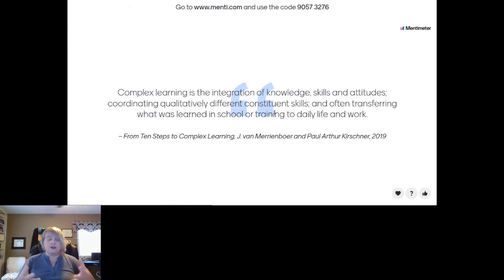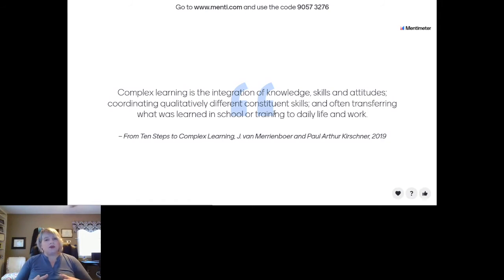So to define complex learning: it is the integration of knowledge, skills, and attitudes, coordinating qualitatively different constituent skills, and often transferring what was learned in school or training to daily life and work. And it's from 10 Steps to Complex Learning, Van Merriënboer and Kirschner, and I highly recommend that book.